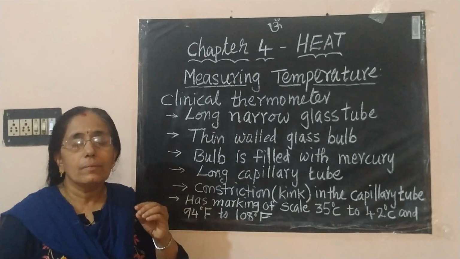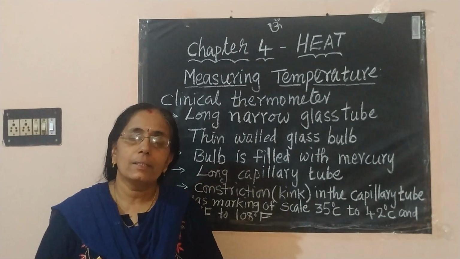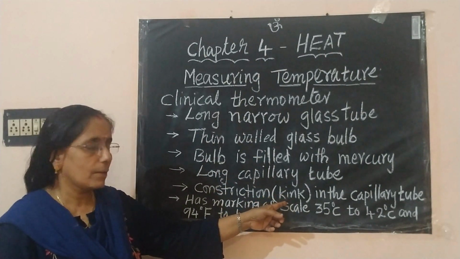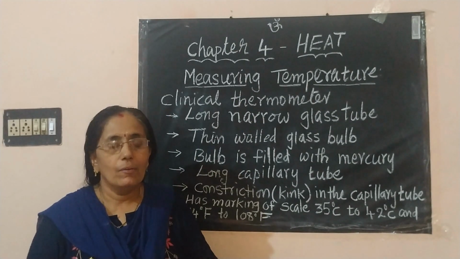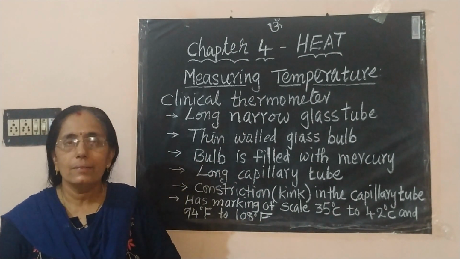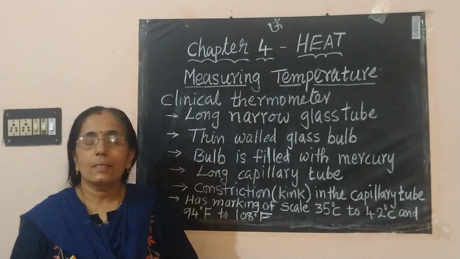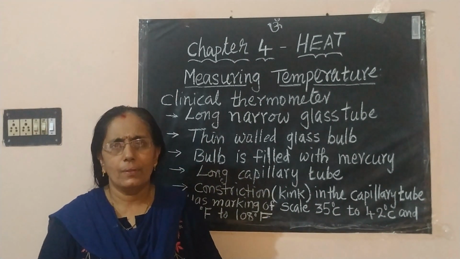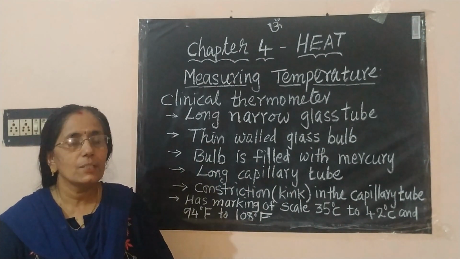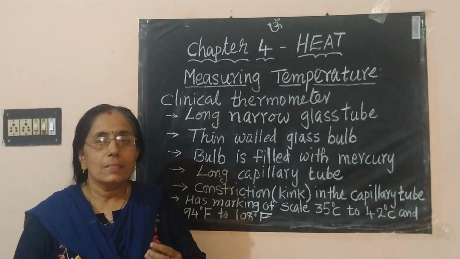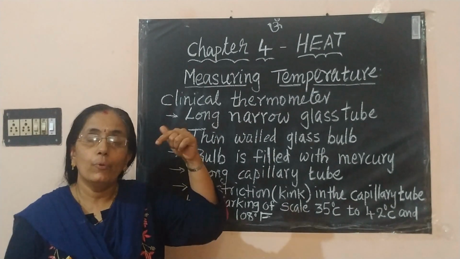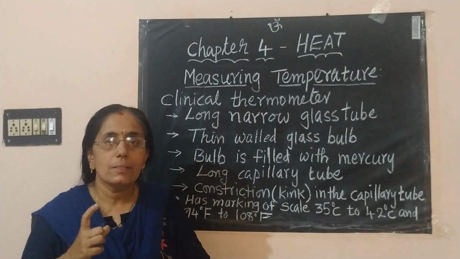And one important feature of this clinical thermometer is its constriction or kink. In the capillary tube, we can see a small bend-like structure. This is known as constriction or kink. Why do we need to have a kink in the capillary tube? It is very important. This kink or the constriction will prevent mercury from moving down before the reading is taken.